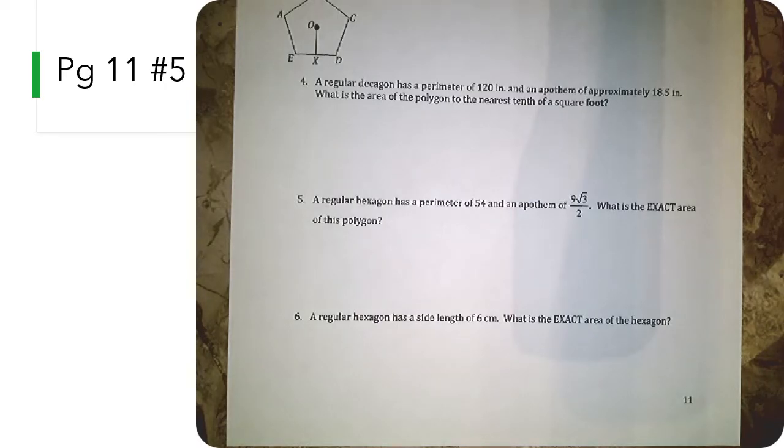Okay, so the problem we're looking at is number 5 on page 11. It says a regular hexagon has a perimeter of 54 and an apothem of 9 times the square root of 3 over 2. What is the exact area of this polygon? So if we're dealing with an exact area, we know that we are going to keep it inside of a square root. We're not actually going to turn it into a decimal.